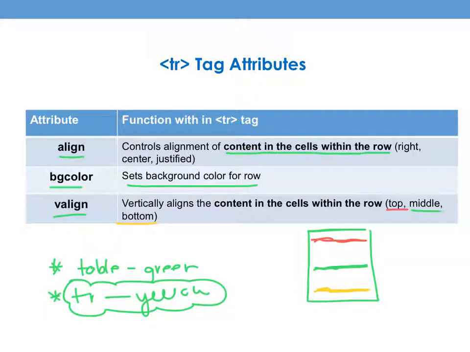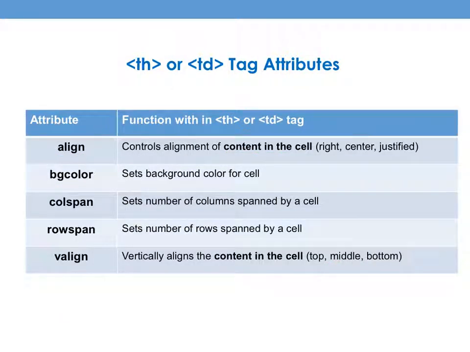So noting that the TR tag has align, BG color, and V align. And then finally, the TH and the TD tags actually have the same attributes and they apply in exactly the same way, simply because both of these tags deal with cells specifically. So note that they have an alignment tag just like the TR and the table tags did, but this one works like the table row tag where it is talking about the alignment of the content within the cell. Then we have a background color which sets the background color for that particular cell.